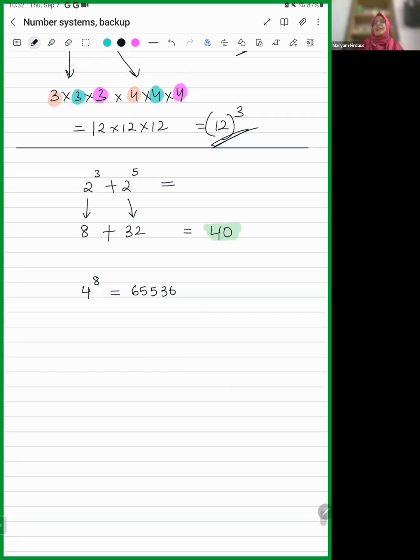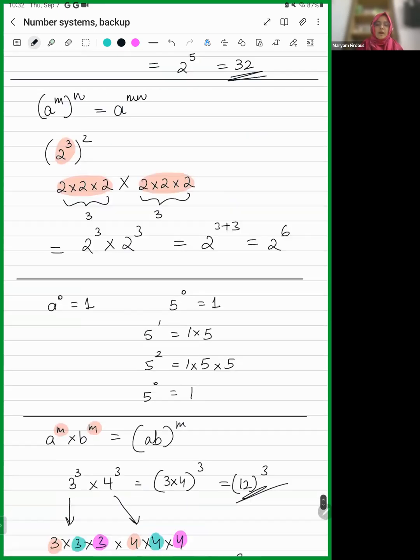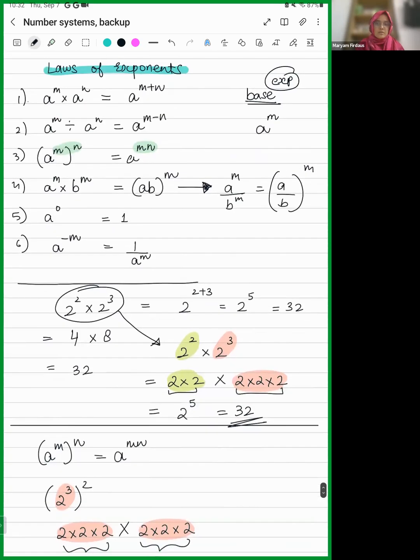We don't have any rule or any such formula when the sign between both of them is plus. Only when the sign between the two numbers is multiplication or division, only then we can use any of these laws. Okay, now let's do some questions.